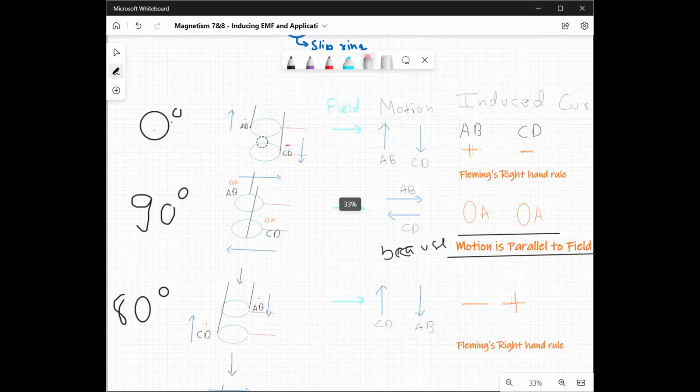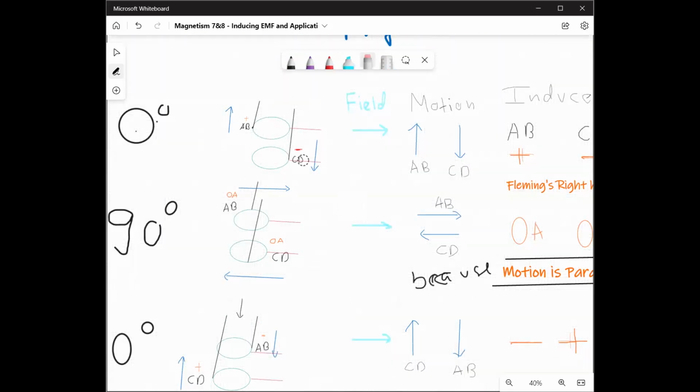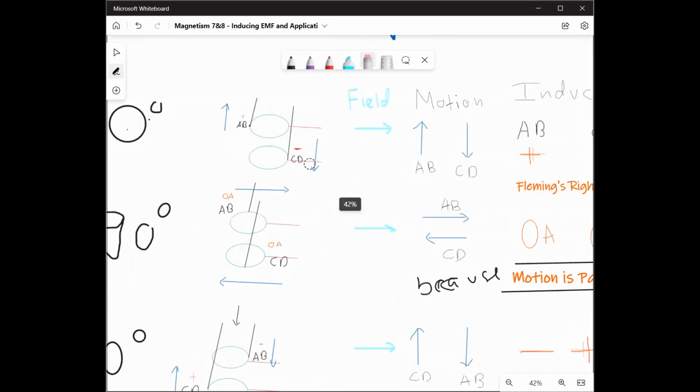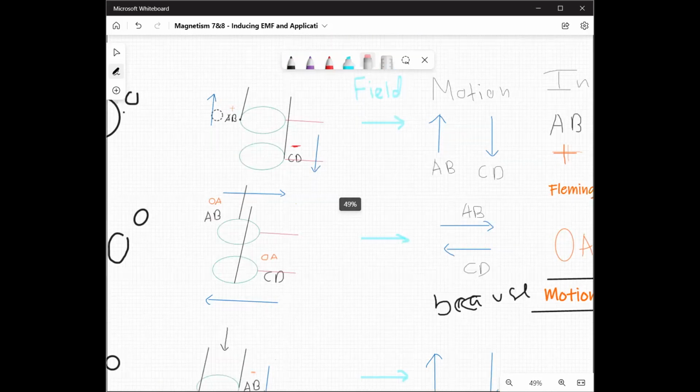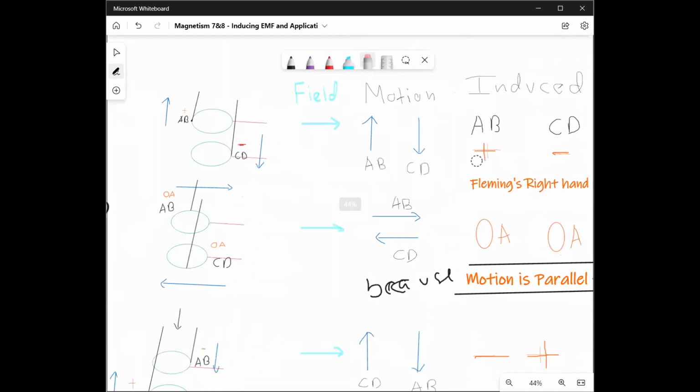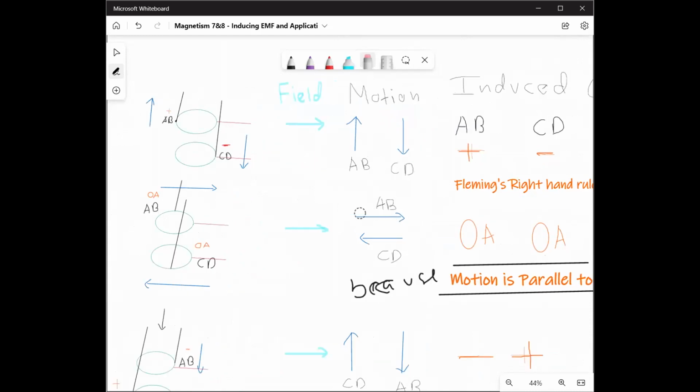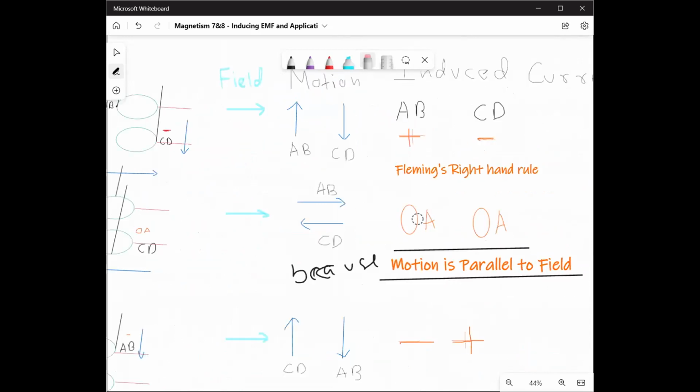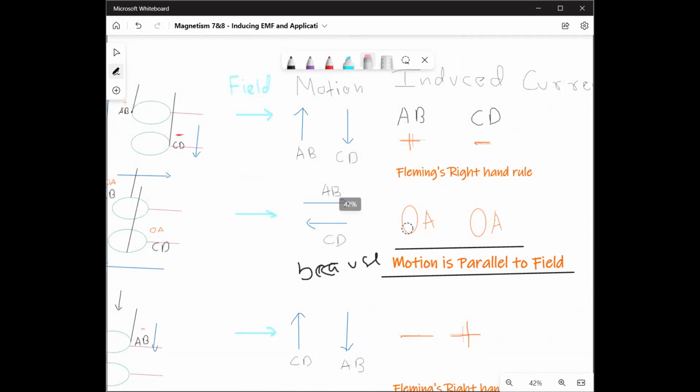right now it was A, B, C, D, like this. A, B to C, D. What really happens is AB is moving upwards first. Then the current at AB is positive. AB is then moving to the right, parallel to the field. So the current is 0. Make sense?